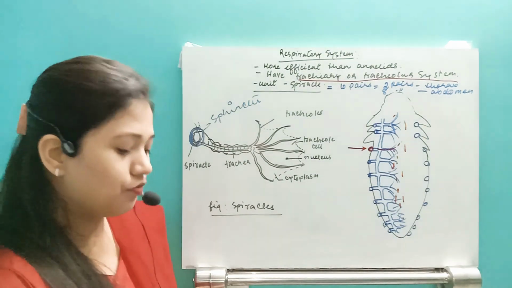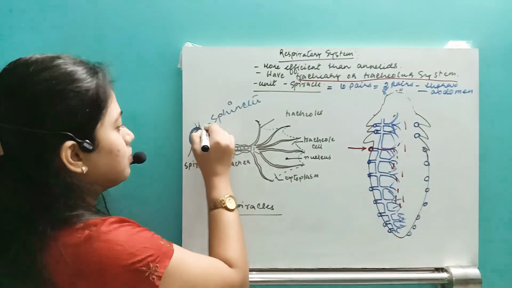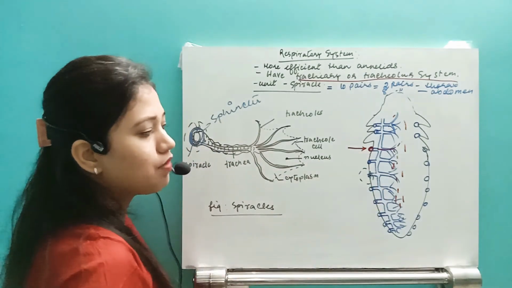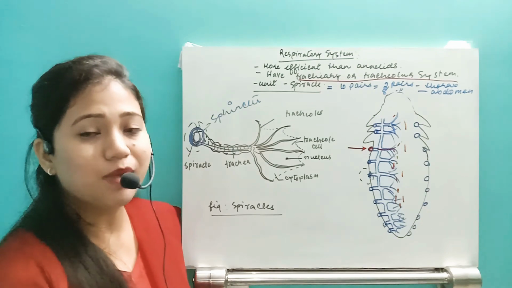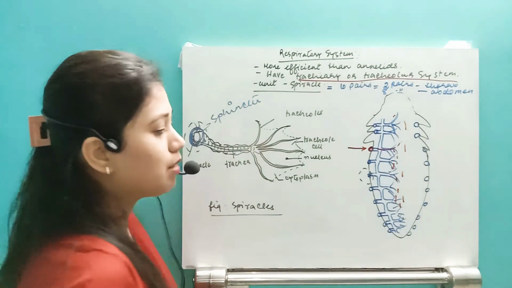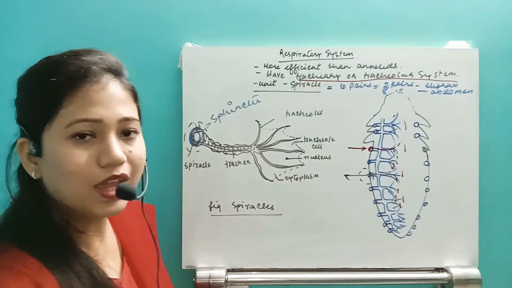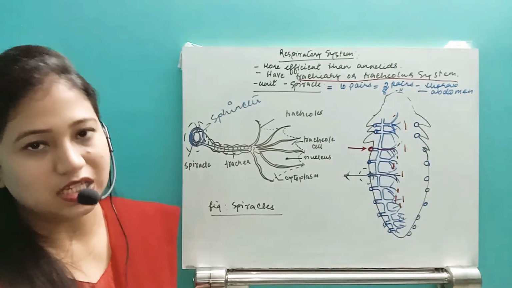Then after that, what happens is that this sphincter will relax. Whenever it relaxes, the gas that now has carbon dioxide produced by the tissues comes back in the opposite direction. So this way they are going to have respiration, inspiration and expiration.